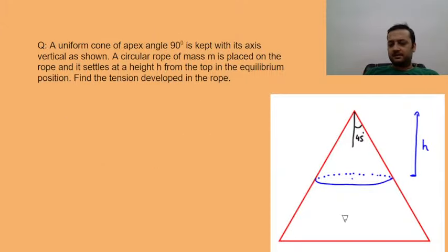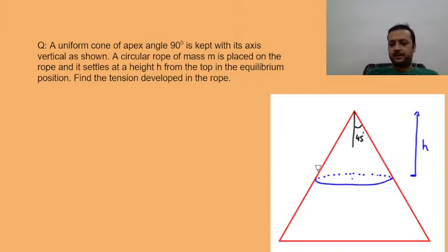So here what is happening? There's a cone. It's a good question. If you do not know this result, then you might take some time to solve this, but if you know this result, then you can solve this very fast. So this is a cone, and the apex angle of the cone is 90 degrees. That means the half apex angle will be 45.